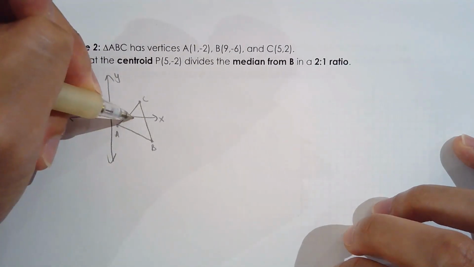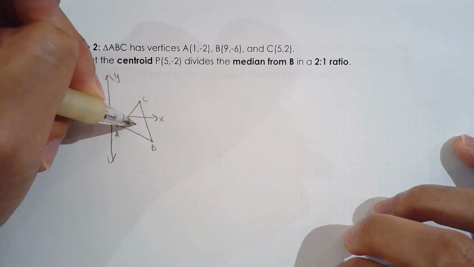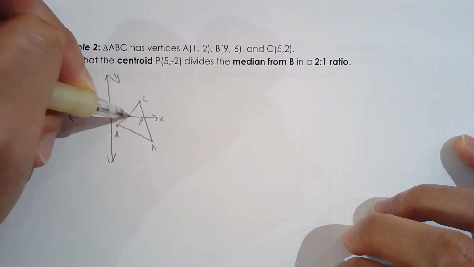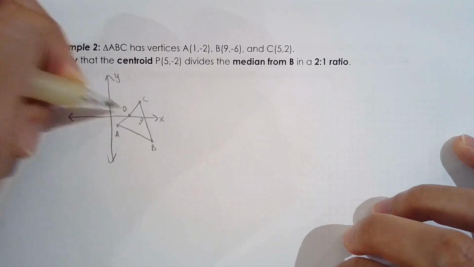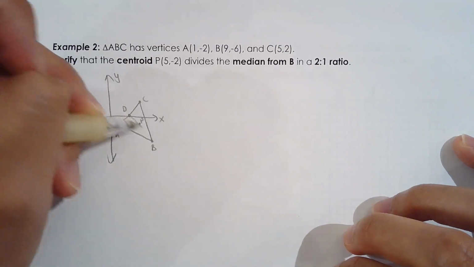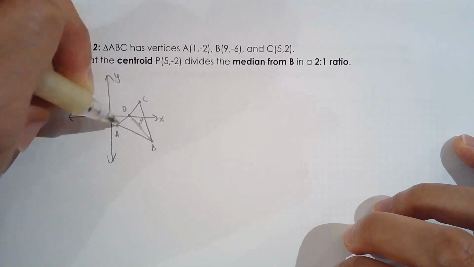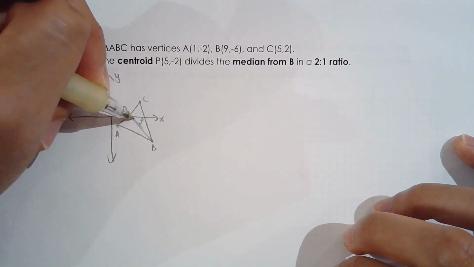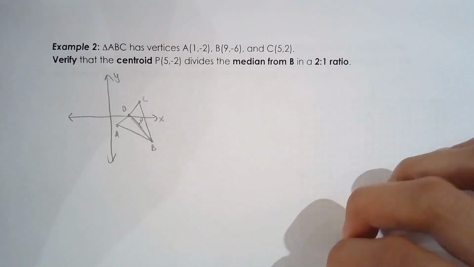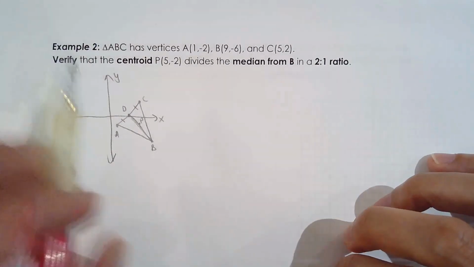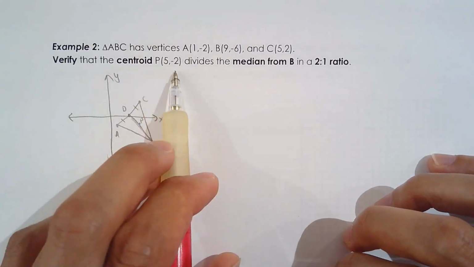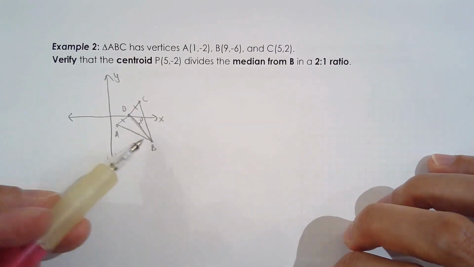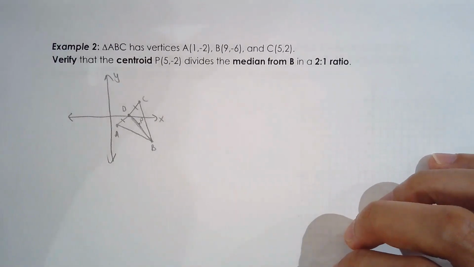So (5, -2), this is P right here. And we know this is D here from the previous example. In the previous example, it said the midpoint of AC is D. Okay, so verify that the centroid divides the median from vertex B in a 2-to-1 ratio. So we already know it's true, we just have to verify.